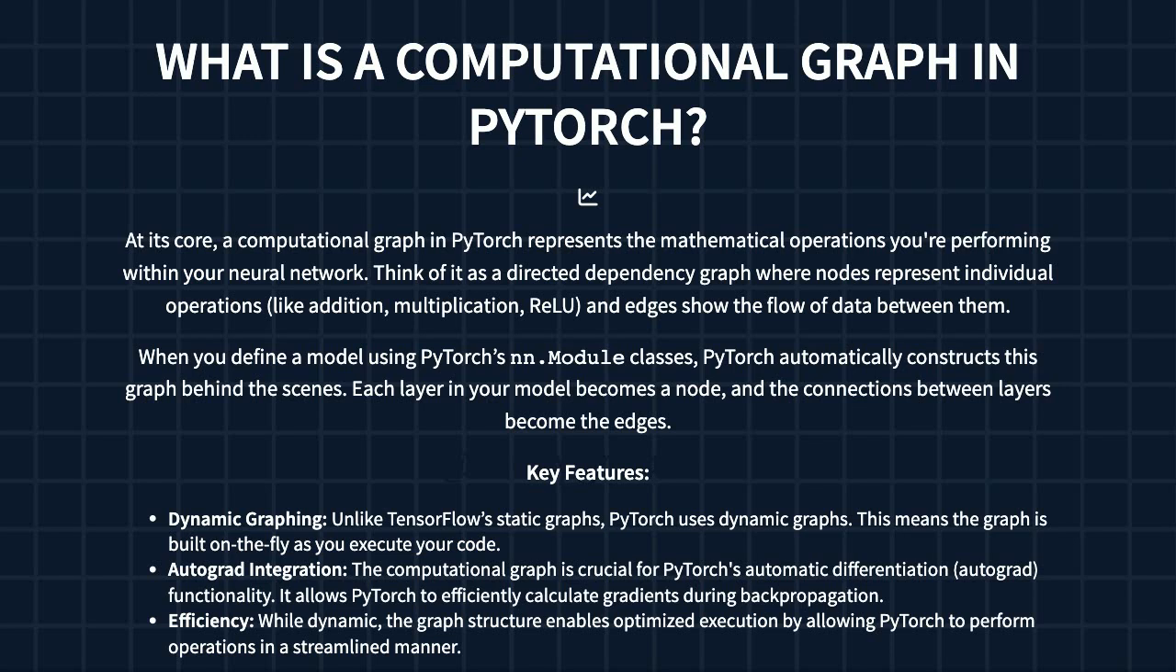What's really cool is that Pytorch builds this graph automatically as you write your code, and it uses it to efficiently calculate gradients when training your model. It's dynamic, which means it adapts as you go, making things super flexible.